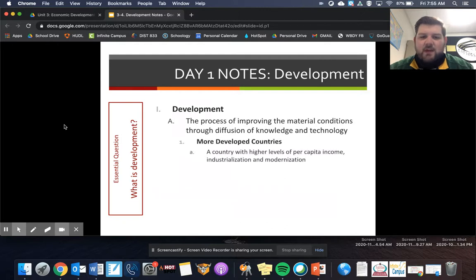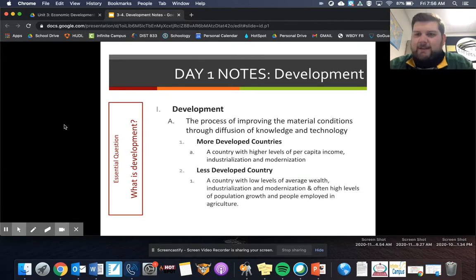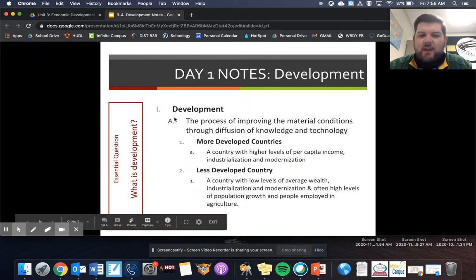We have more developed countries, or an MDC, which is a country with higher levels of per capita income, industrialization, and modernization. Okay. Per capita income is just income per person. Per capita means per person. So higher levels of income per person. And then we have a less developed country, or LDC, which is a country with low levels of average wealth, industrialization, and modernization, and often high levels of population growth and people employed in agriculture. Okay. That is the difference between more developed and less developed. This is huge. You need to absolutely know this. A lot of your test questions come from this, so you absolutely need to know what's going on there.